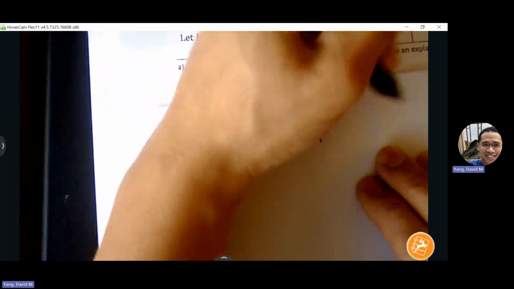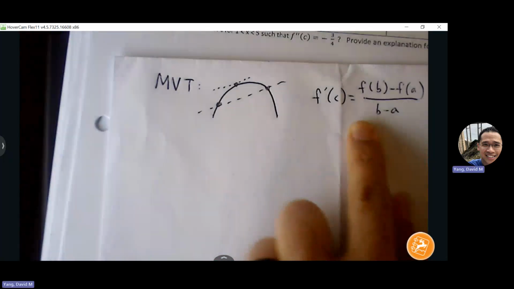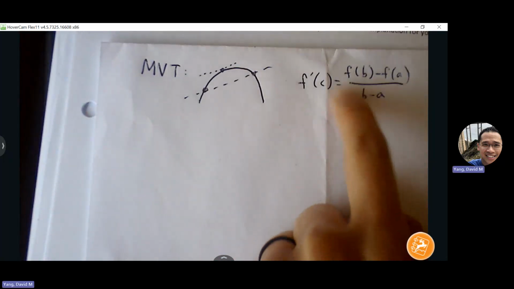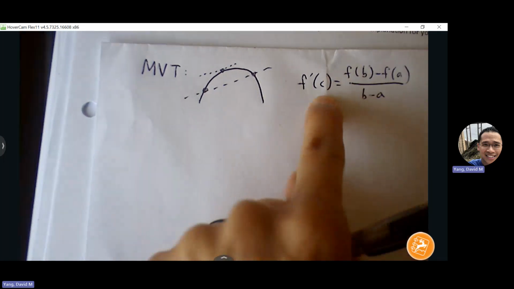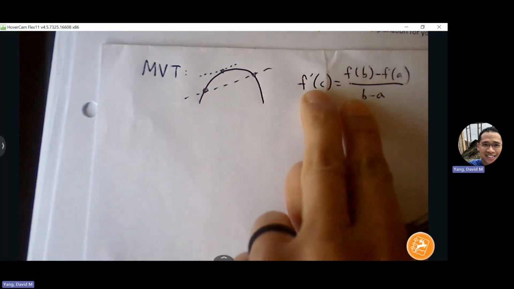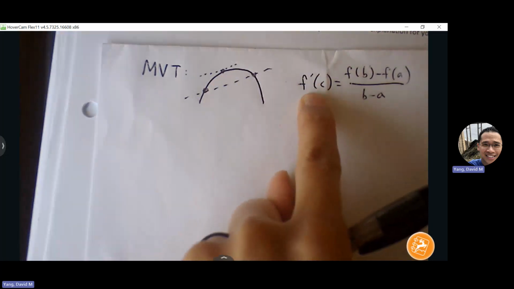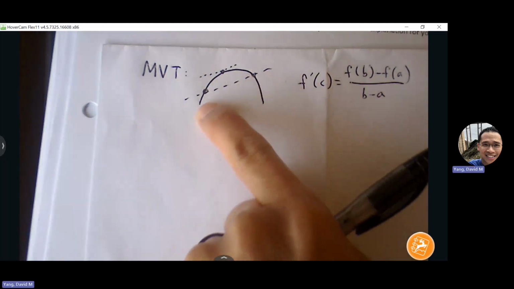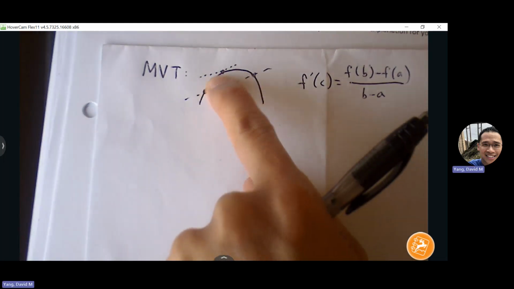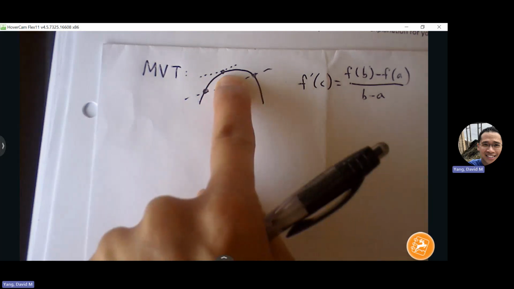Okay, so here's a formula from MVT. The slope between the endpoints, which is f of b minus f of a over b minus a, is guaranteed. That slope between the endpoints is guaranteed to show up somewhere along the curve. And if we set them equal to each other, we can find the location of that particular slope behavior. So for instance, if there's a slope of 2 between these two endpoints, then we can use f prime to figure out the location where that slope of 2 is going to exist.